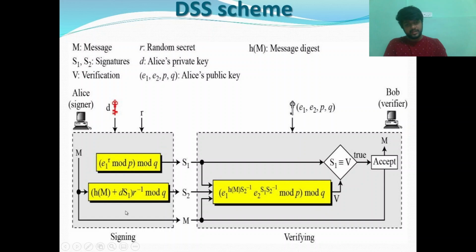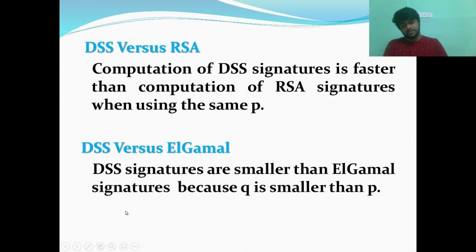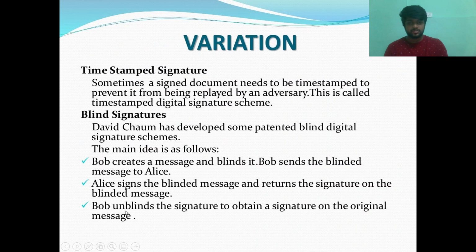So we can see the diagram, and now we have to see DSS versus RSA. So RSA is another signature algorithm. So it is also a digital signature algorithm. The computation of DSS signatures is faster than the computation of RSA signatures when using the same P, and the DSS signatures are smaller than ElGamal because it uses fewer bytes to store the same amount of data, and it just has to be a multiple of 64 because Q is smaller than P, as obviously.